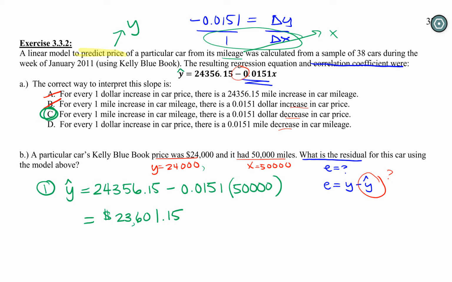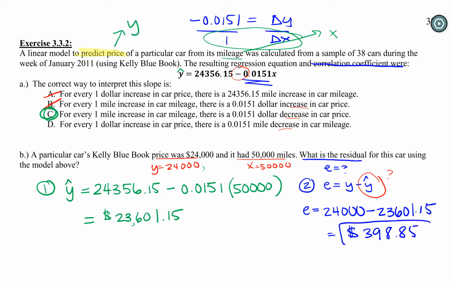Now don't get excited here. I have a lot of students who will box this up and think they're done and forget that the whole point of this was for us to be able to do the second step to find the residual, which was the question we were asked. And we know our e is the true value, which was that 24,000, minus our prediction, which is $398.85. That's how far off we were.